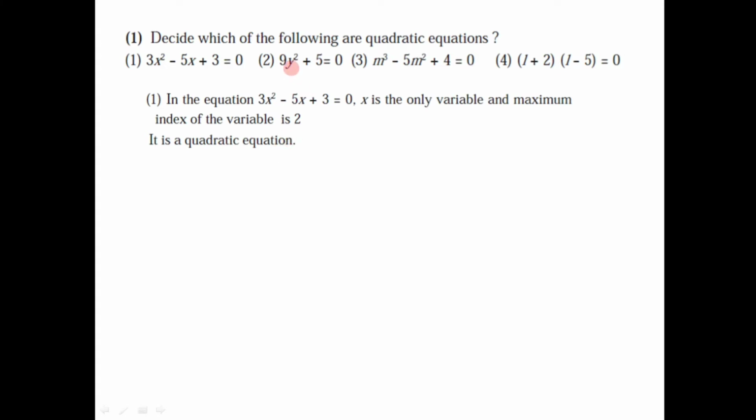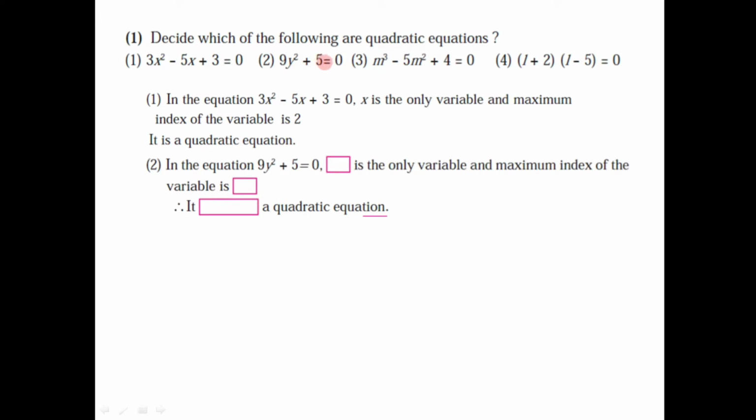Let us have the second example. 9y² + 5 = 0. Now for this equation, first of all, we have to find the variable. So here y is the only variable in this equation, and as we can see, the maximum index of the variable y is 2. So both the conditions are satisfied in this equation. That's why it is a quadratic equation. 9y² + 5 = 0 is a quadratic equation in variable y.